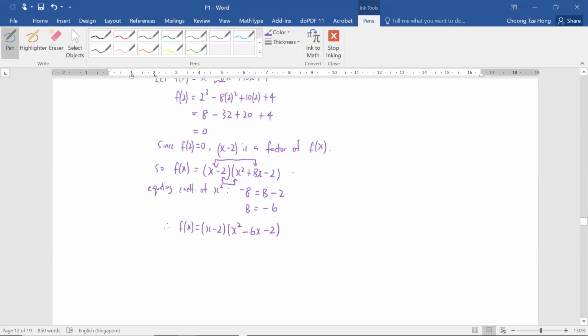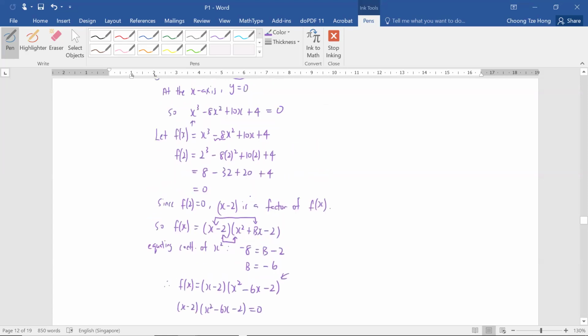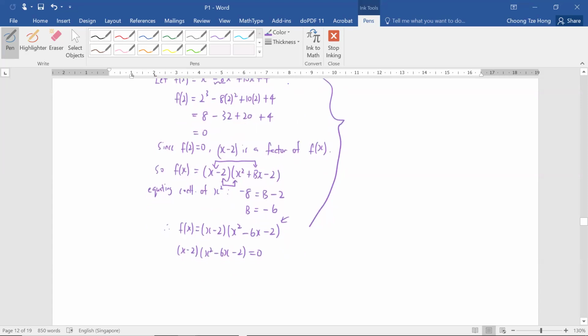If you try to factorize this, you notice that you can't factorize it. If you can't factorize, it's okay. You can just solve it using the quadratic equation. So what we have now is (x minus 2)(x squared minus 6x minus 2) equals 0, because remember what we want to solve is this. From this step to here, we just want to factorize this before we solve it.